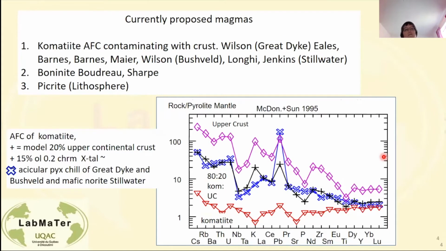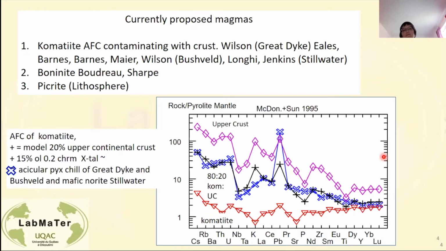Well, there are the currently proposed magmas. For the ultramafic sections, we normally talk about Komatiites that have been contaminated and modified by fractional crystallization for all three intrusions. Although there's also a suggestion that maybe Boninites were involved. And then we perhaps should bear in mind that the Great Dyke and the Bushveld are placed into a cratonic setting. So maybe the picrites derived from the lithosphere are important.